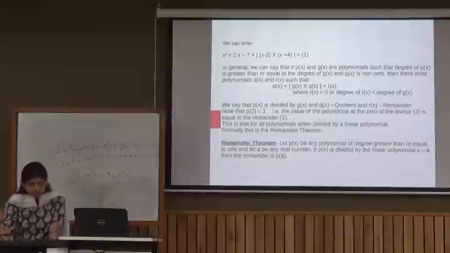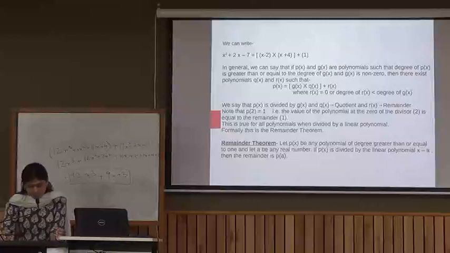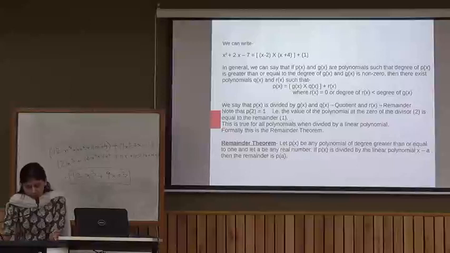Formally, the remainder theorem states that let p(x) be any polynomial of degree greater than or equal to 1 and let a be any real number. And if p(x) is divided by the linear polynomial x minus a, then the remainder is the value of the polynomial at x is equal to a, denoted by p(a).